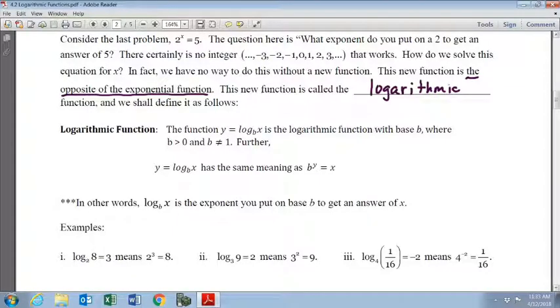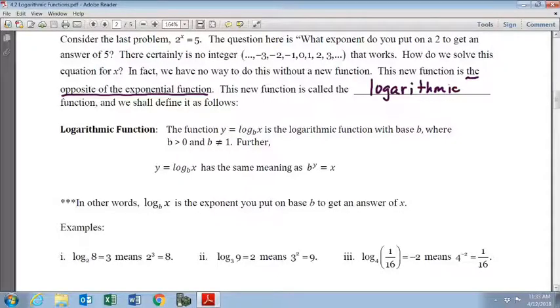And this is how we define it. The function y equals the log base b of x is the logarithmic function with base b, where b is greater than 0 and b does not equal 1. So just as it was true with exponential functions, our base is positive and it can't be 1. The big thing here is this definition that we have right here. And in fact, this is the second thing that you need to master if you're going to be successful with logarithms. So let's go ahead and talk about the 3 parts that you find in each one of these statements.